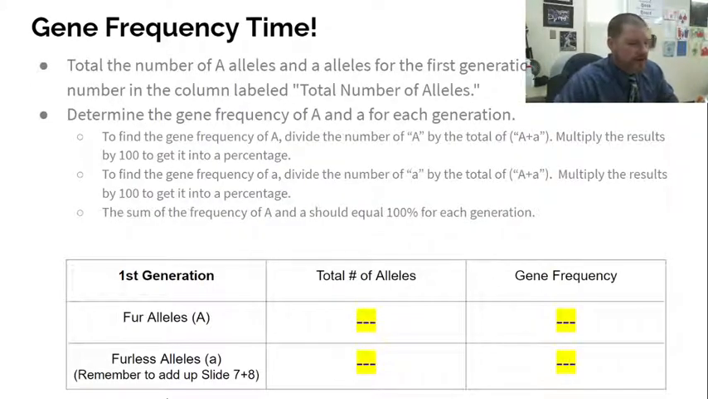And then it's time to figure out gene frequency. How do we figure out gene frequency? We look at the total number of alleles for both the big A and the little a. In this case, your gene frequency is the number of big A alleles divided by the number of big A plus little a alleles. You're going to multiply that number by 100 to get a percentage. That is the frequency of how often that is said to be dominant versus recessive in that population.